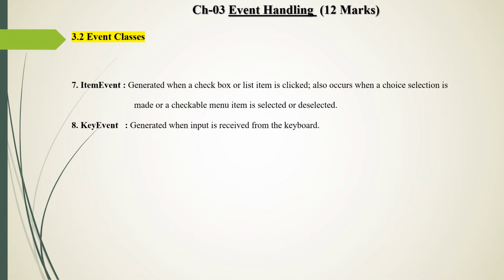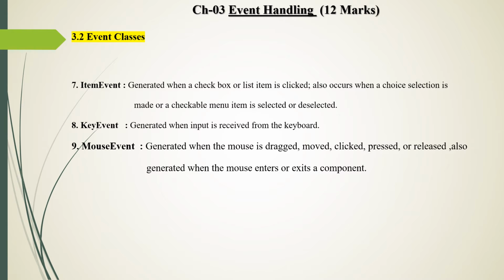Next type is key event class, which is generated when input is received from the keyboard. So when the input is received from the keyboard, that time this type of event is generated. Next type of class is mouse event, which is generated when the mouse is dragged, moved, clicked, pressed, or released. Also generated when the mouse enters or exits a component. Next event is also related to mouse: mouse wheel event, which is generated when the mouse wheel is moved.